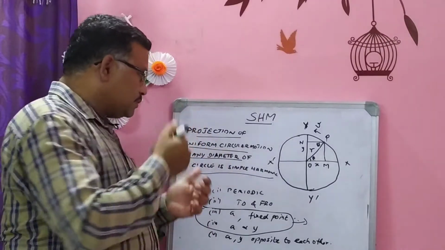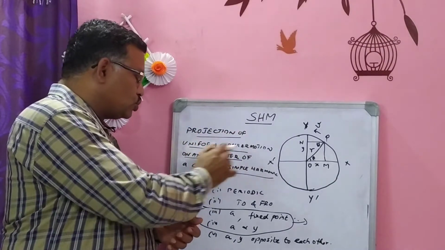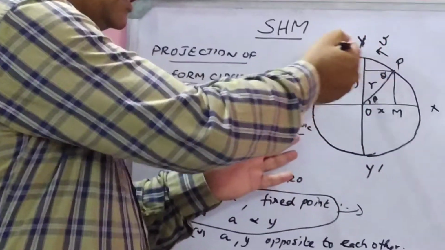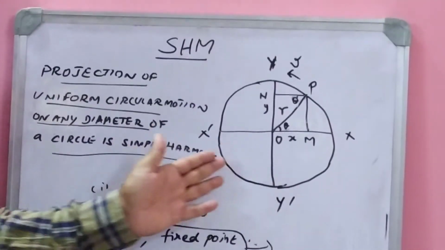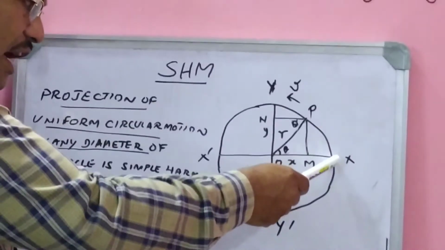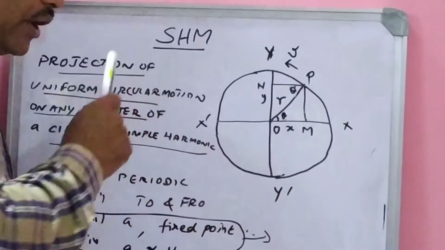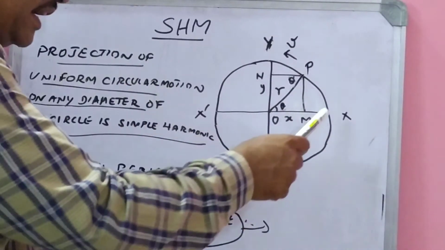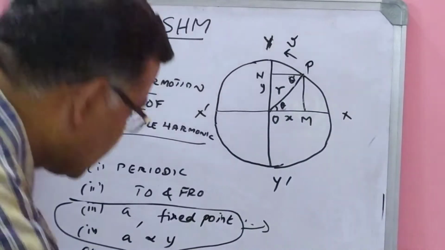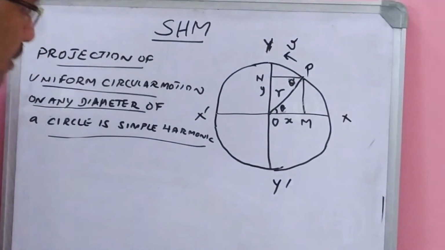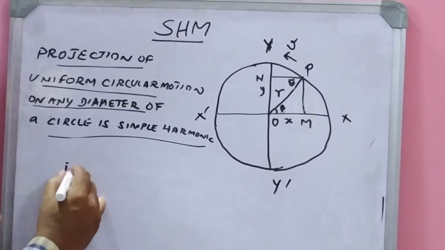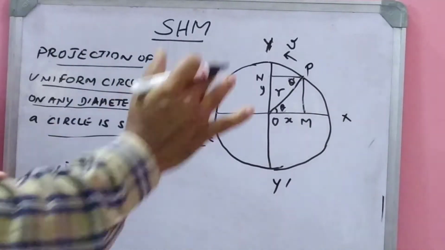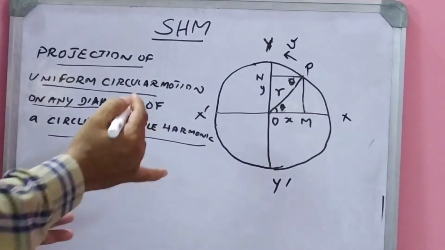Then we will come to the expression part. How to prove that the projection of uniform circular motion on any diameter of a circle is simple harmonic. Let me consider this diagram. This is a reference circle. By taking this circle as an example, we are going to study. This is the horizontal diameter X X prime. This is the vertical diameter Y Y prime in this diagram. O is the origin, the center of the circle. Suppose particle P is starting from the point X. If it satisfies the conditions, then it is assumed to be proved that the projection of uniform circular motion on any diameter of a circle is simple harmonic. I will tell you one by one how it satisfies the conditions.